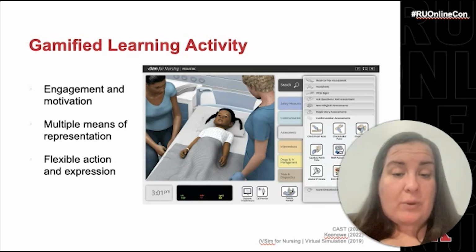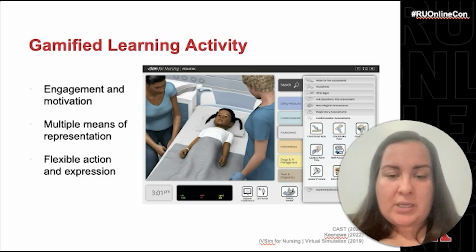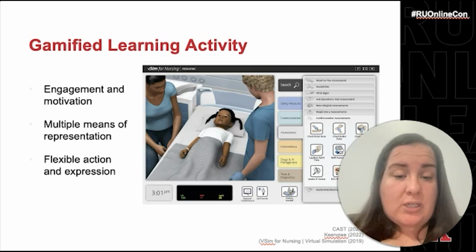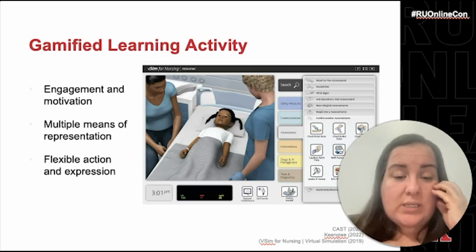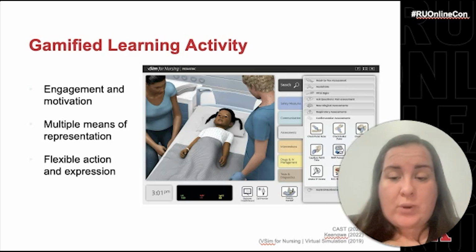As far as multiple means of representation, the sky's really the limit here. Information can be presented in a variety of formats, be it text, video, infographics, charts, visual simulations, which ensure accessibility for all. There's also flexible action and expression. Learners can demonstrate their understanding through different means, such as interactive quizzes, group work, interactive simulations, all which offer varied ways to demonstrate mastery of a topic.